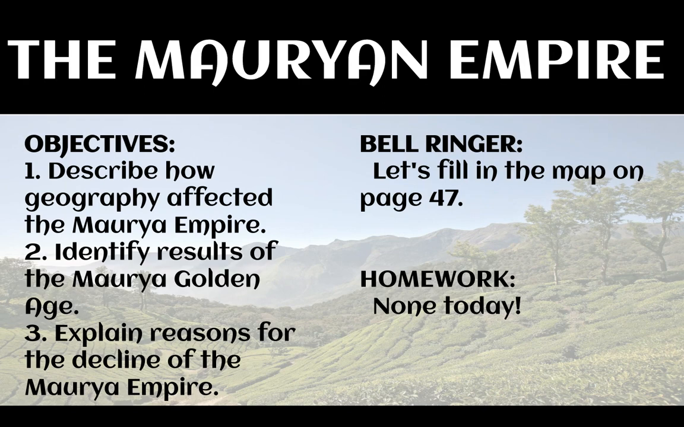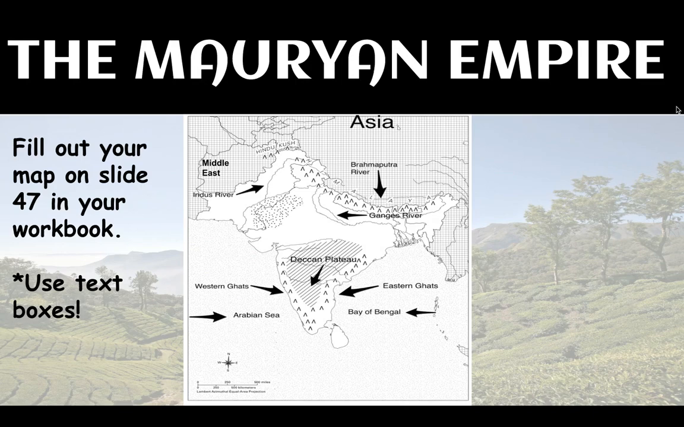So the first thing we want to do is fill in the map on page 47 in your workbook. And you can use text boxes to do that. Okay, now I would start really at the top. You have the Hindu Kush Mountains here, right? And then the biggest mountain range in the world, the highest anyway, the Himalaya Mountains. The Himalaya Mountains are going to have a big impact on Indian history because, as the highest mountains in the world, it's going to be very hard for Indian rulers to expand. They're not going to be able to expand past the Himalayas.